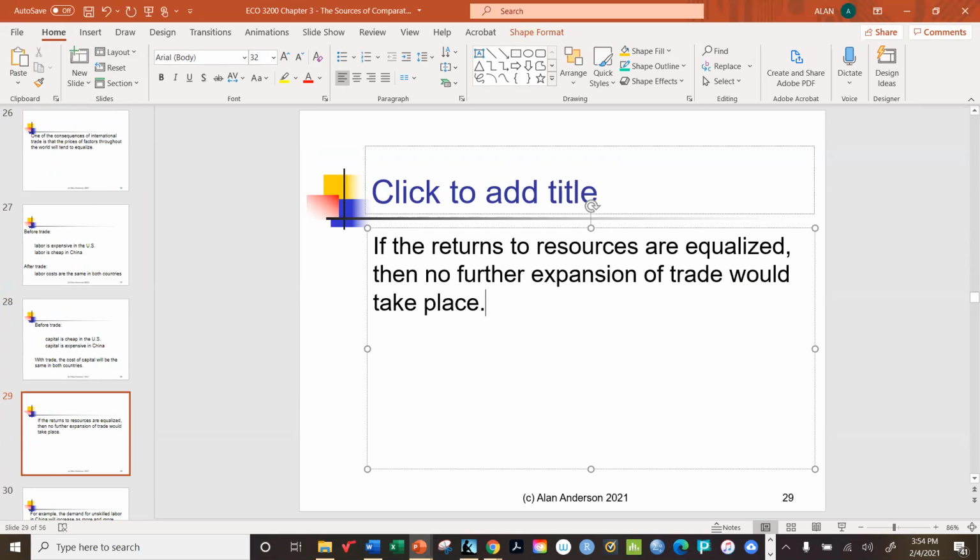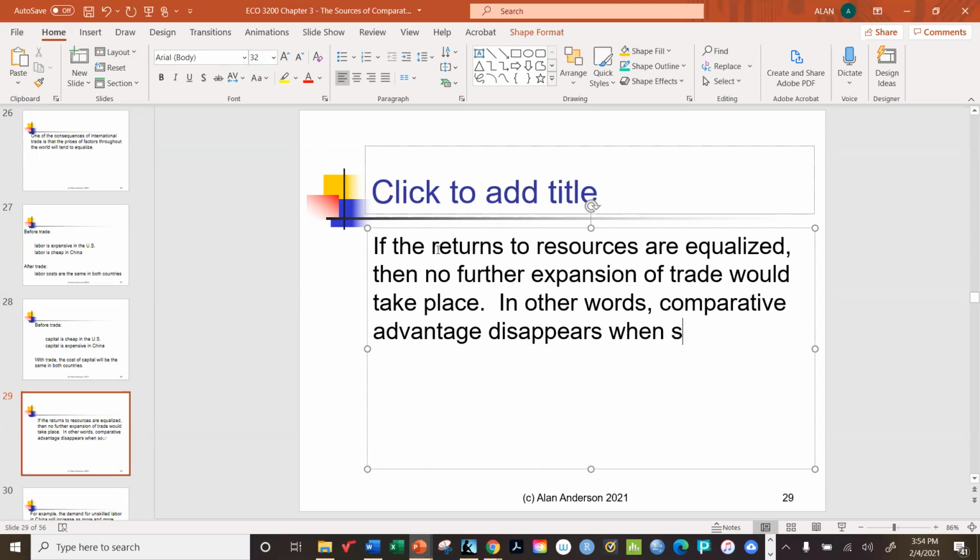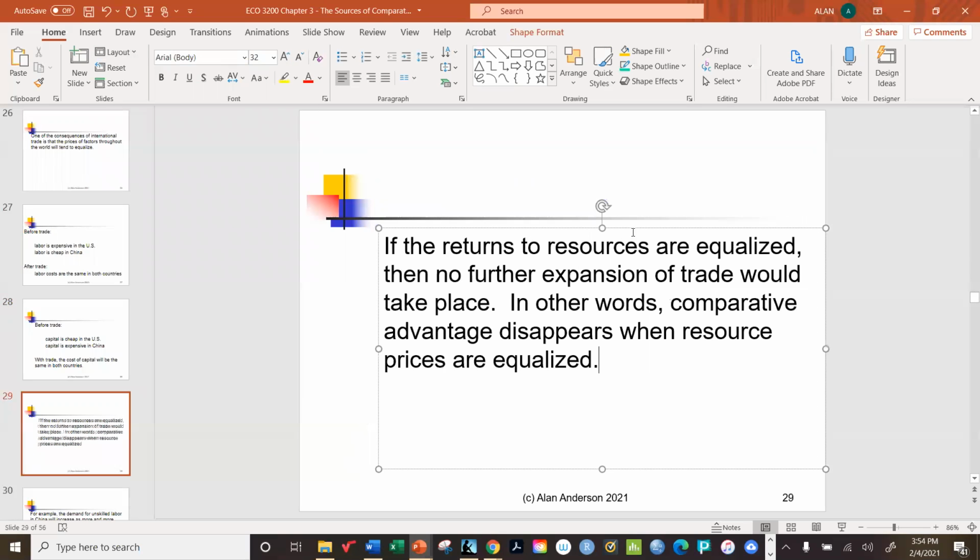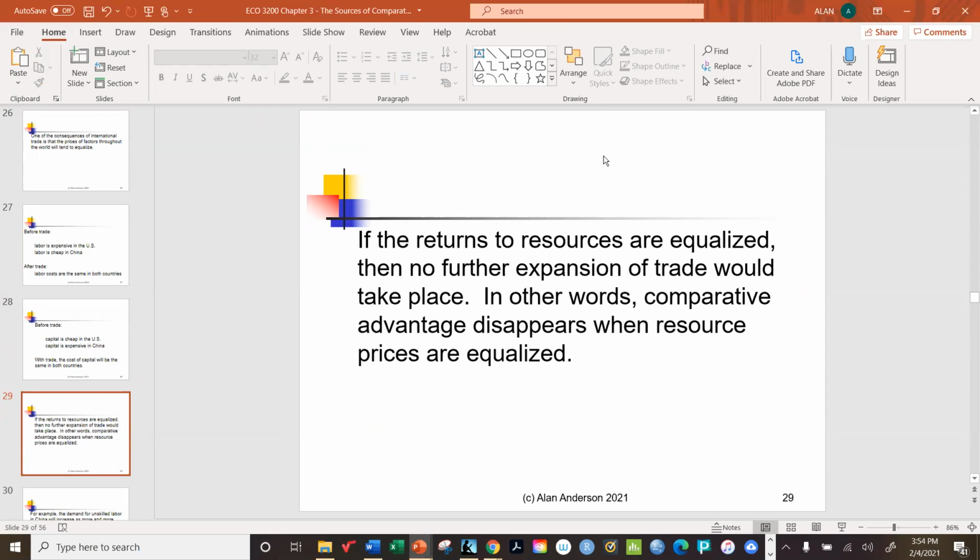So in other words, you're essentially reaching a limit to how far you can push this, taking advantage of comparative advantage. In other words, comparative advantage disappears when resource prices are equalized. All right. So that's one way of explaining what is happening, what is causing comparative advantage to take place, and what are the long-term consequences of it.